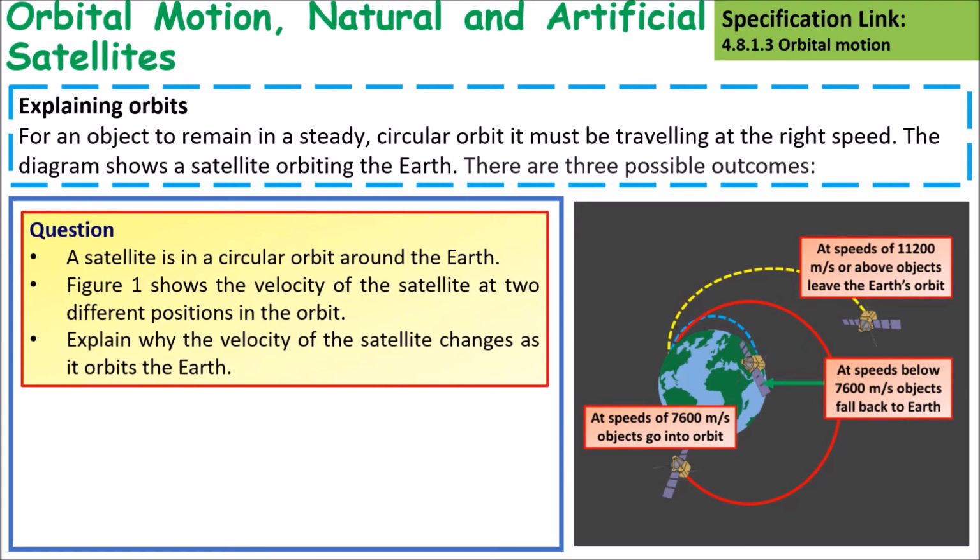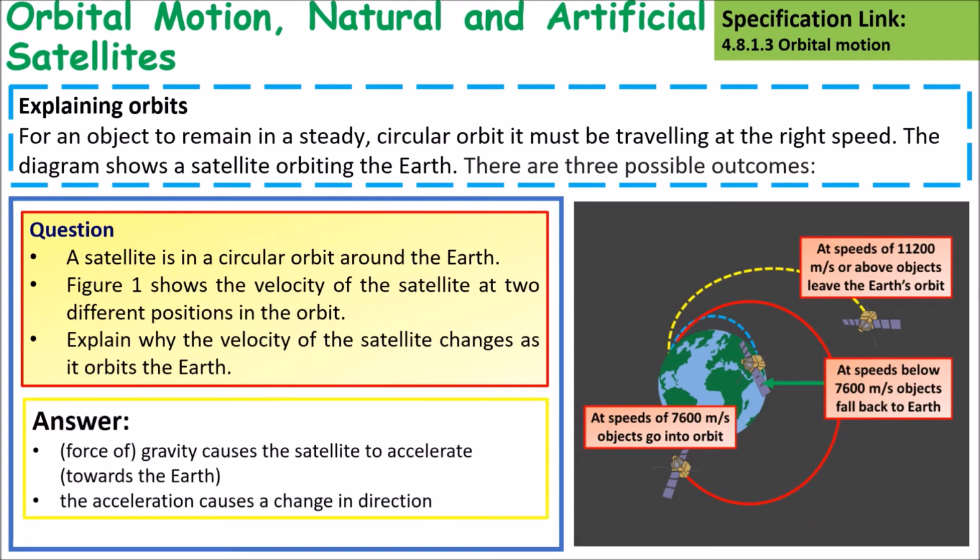Now, a satellite in a circular orbit around the Earth. The diagram shows the velocity of the satellite at different positions. Explain why the velocity of the satellite changes as it orbits Earth. The key things to talk about is that gravity causes the satellite to accelerate and the acceleration causes a change in direction.